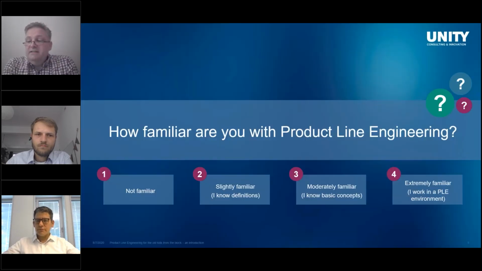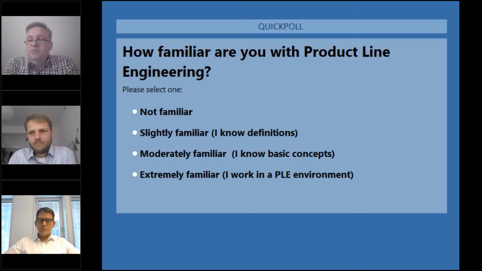On the next slide, we have prepared some questions at the beginning and wanted to know a little bit more about how familiar you are with product line engineering. So it's an opportunity to select one out of these 4 possible answers, and you can interact with us a little bit. And I see a lot of people are active. So do you have some experience? Then it's extremely familiar, if you're working in a PLE environment, down to not familiar.